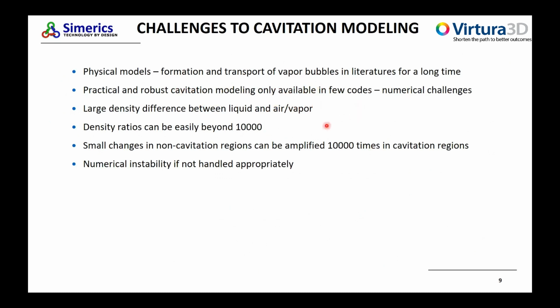I think the numerical challenges are mainly the large density gradients, the differences between the liquid and the air or the vapor phase. The ratios between the high density and the low density can be on the order of 10,000. So what happens is any small changes in the non-cavitated regimes can get amplified 10,000 times in the cavitated regimes. So this numerical instability can be hard to address if not handled properly.